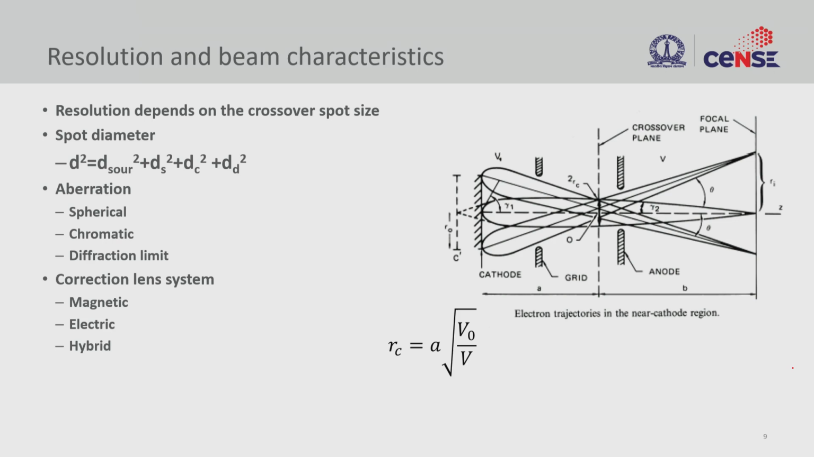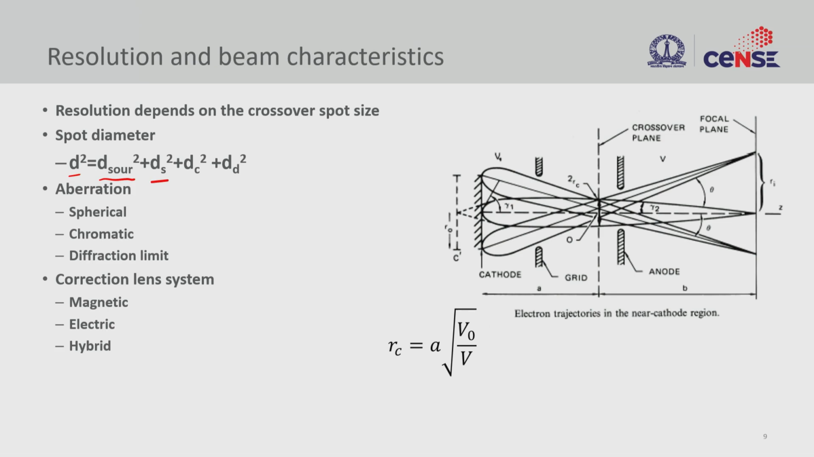What determines the spot size of this beam is the first question we should ask. How sharp is my beam? That depends on various factors, and that is listed here. It depends on the diameter of the source, first of all, and this is the total diameter. So what is the source diameter, and what is the diameter because of spherical aberration?